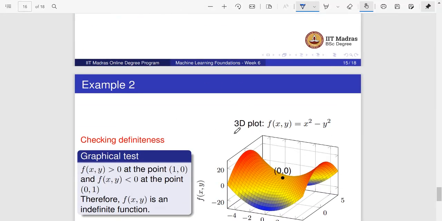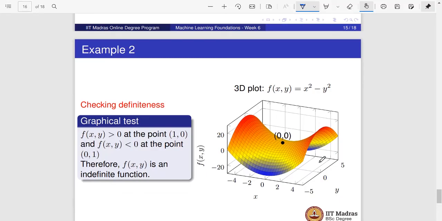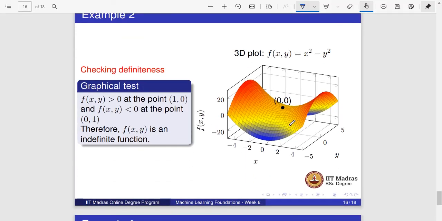We'll try to investigate graphically. So if we see the plot of this function, x square minus y square, we see that it has a minima in the direction of x and maxima in the direction of y. So it is forming a structure in the form of a saddle, a horse saddle. That's why this point (0,0) is called a saddle point.